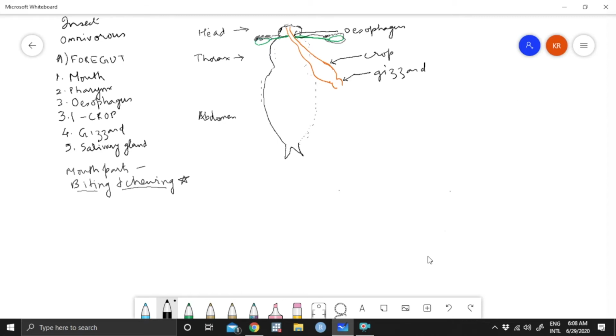So every salivary gland will have a reservoir, a balloon shaped structure, and it will have salivary glands. They will have their duct and they all join together to form a common duct and they get into this region of the esophagus. So salivary glands are there.